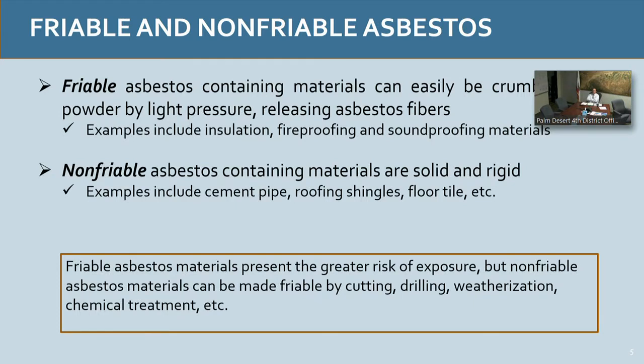And then there are different types of asbestos. So we talk about friable and non-friable asbestos. The friable stuff can be easily crumbled by hand pressure, so it has more risk of releasing asbestos fibers. Examples of that would be things like insulation, fireproofing, and soundproofing materials. Non-friable asbestos is the harder stuff. It's usually solid and rigid, not easily crumbled. So things like cement pipe, roofing shingles, floor tiles, etc. The friable stuff is what we're really concerned about in terms of exposure, but non-friable materials are also important because they can be made friable if they're cut, if they're damaged, if there's weathering, etc.